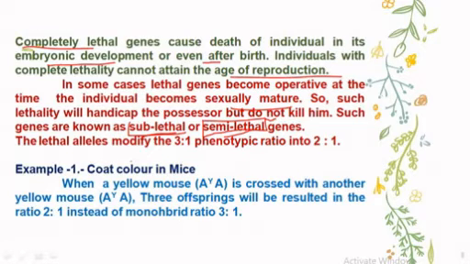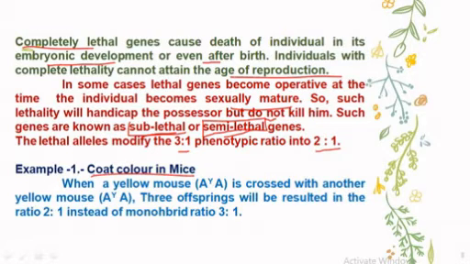So lethal alleles modify the ratio 3:1 into 2:1. Here also only two types of phenotype are produced, but in one case the ratio is 3:1 and here it is 2:1. So modification of the monohybrid ratio takes place due to lethal genes. How it takes place we will see in the examples. Here we are discussing two examples. The first example is related to coat color in mice, and the other is sickle cell anemia in human beings. So we will proceed with the first example.